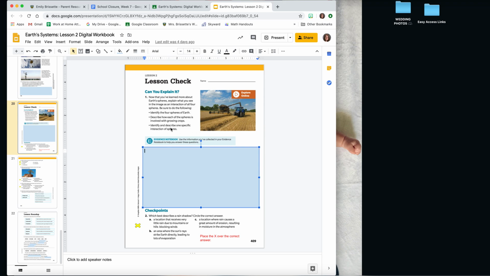And then identify and describe one specific interaction of the spheres. So pick one and describe it specifically. That should be the 3 components of this question. Sometimes these get missed, so just make sure you read thoroughly.